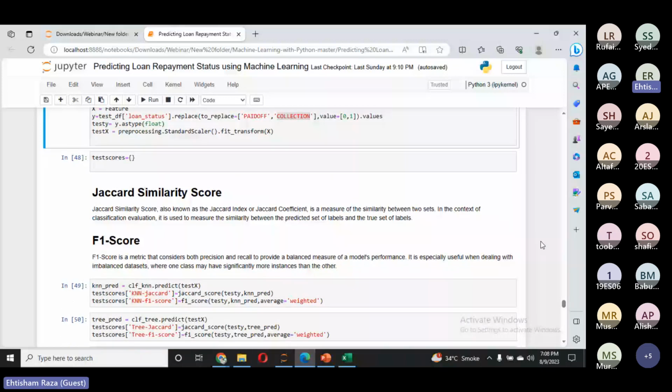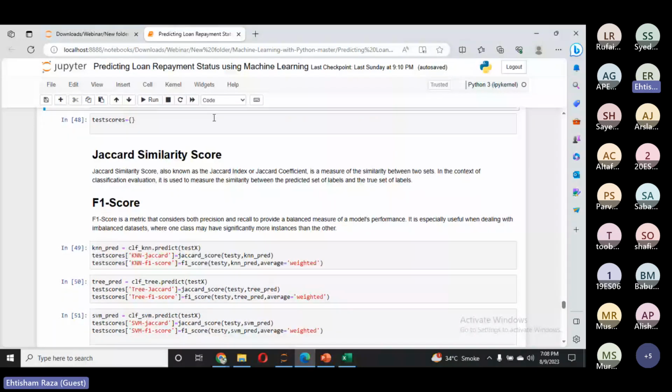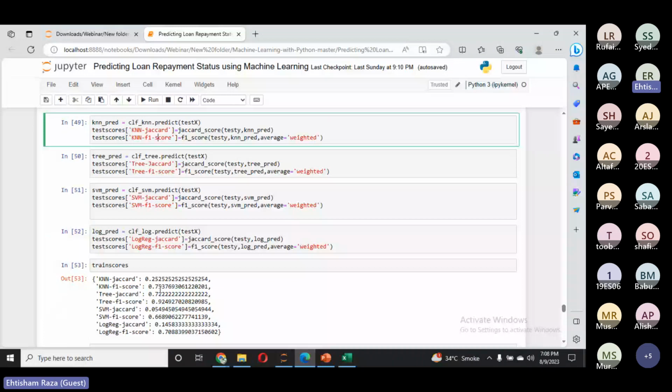We just created a dictionary here in which we are going to store the results of all the evaluation parameters. We are passing the testing data set to our KNN model, and we are going to calculate the Jaccard score and F1 score for the test, for all these things. And if we see this, as compared to the other models, the tree is performing really well. The F1 score is high on the testing.